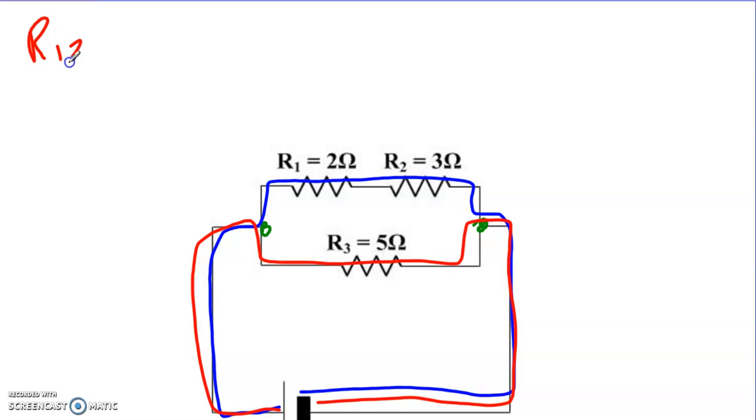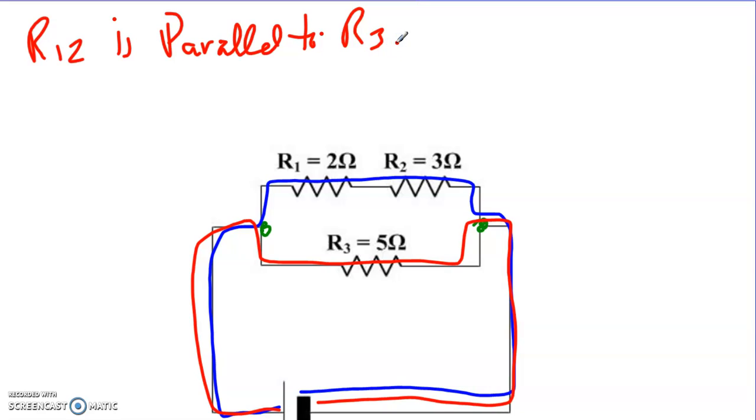Resistor 1, 2 is parallel to R3. Notice I didn't say R1 is parallel to R3 or R2 is parallel to R3, because the pathway starts before R1 and ends after R2. And because it's that entire R1 and R2, we have to consider them as a combo, okay?